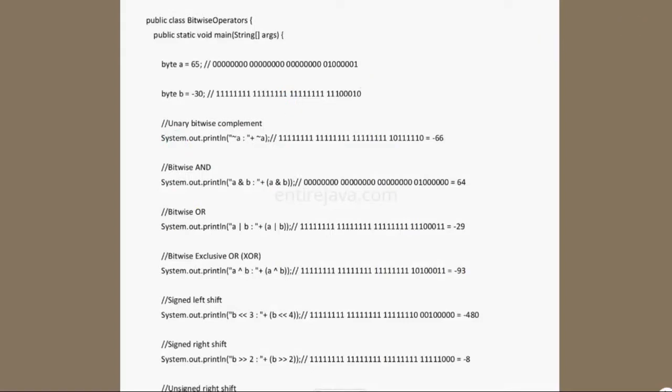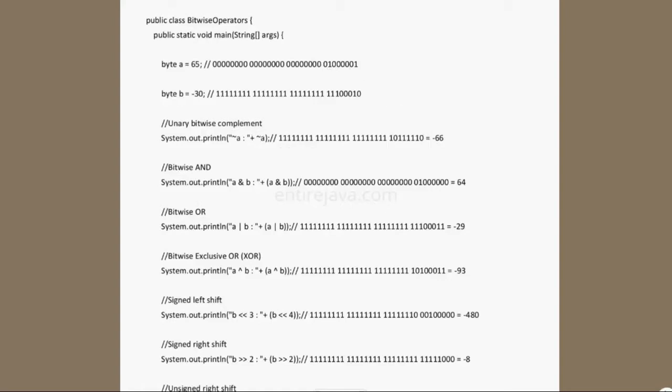We have unary bitwise complement, and the operator looks something like this. All this does is invert the bits. For example, 0 will become 1 and 1s will become 0. When we're trying to find the unary bitwise complement of A, this is what the result would be. And when we convert this to a decimal value, we would get -66. Zeros have become ones and ones have become zeros. That's it, as simple as that.